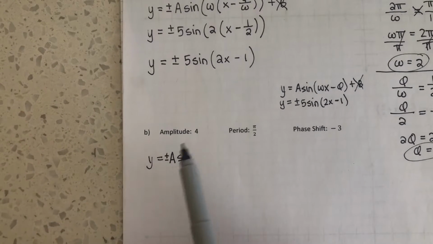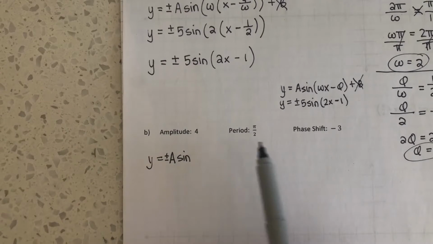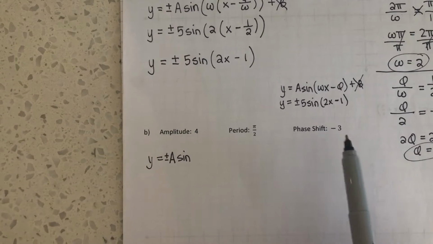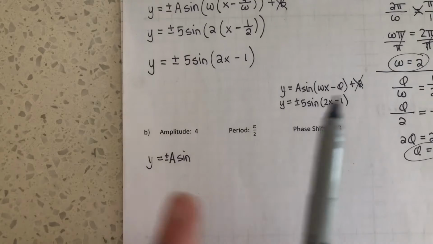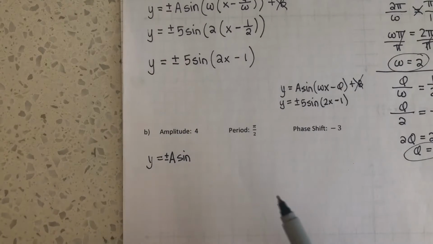So, example B. We have to write the equation of a sine function that has an amplitude of 4, a period of pi over 2, and a phase shift of -3. The phase shift of -3 says that the graph should be going to the left 3, which means it probably was plus something in the actual equation, right?